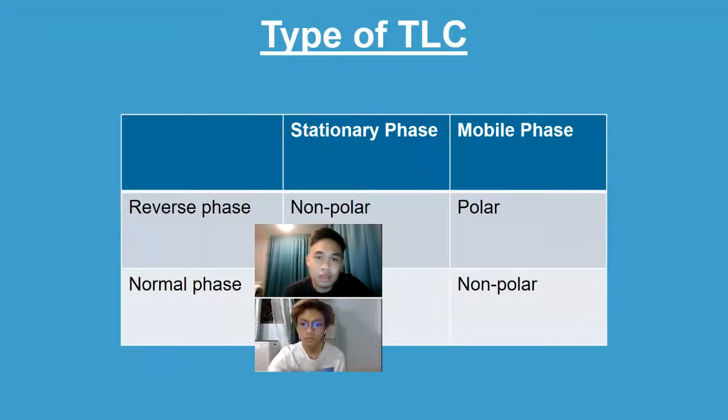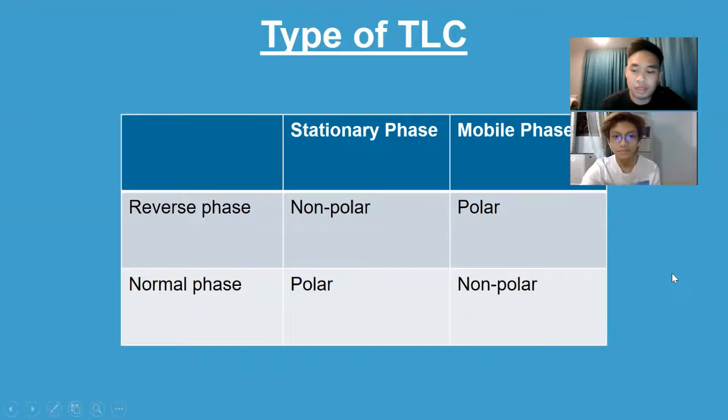Okay, so these are the types of TLC, which are reverse phase and normal phase. For reverse phase, the stationary phase is non-polar and the mobile phase is polar. The opposite goes for normal phase: the stationary phase is polar and the mobile phase is non-polar. Basically, they are just opposite to each other.